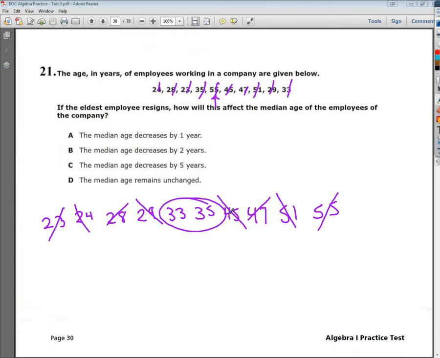So what I'm left with in the original case is a median that is between 33 and 35, so I could average those two, and it ends up being a median value of 34. In my second set, I'm going to do the same basic idea. The only difference is I'm not going to include the 55 in there.